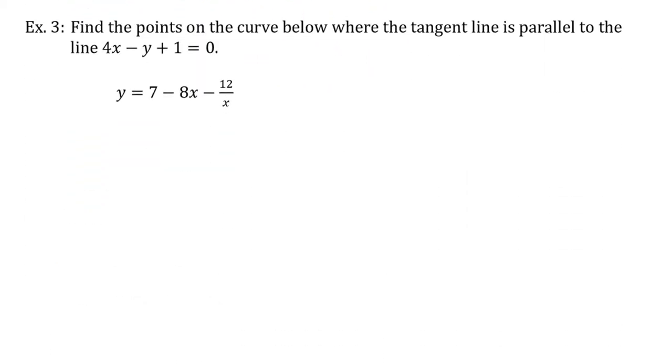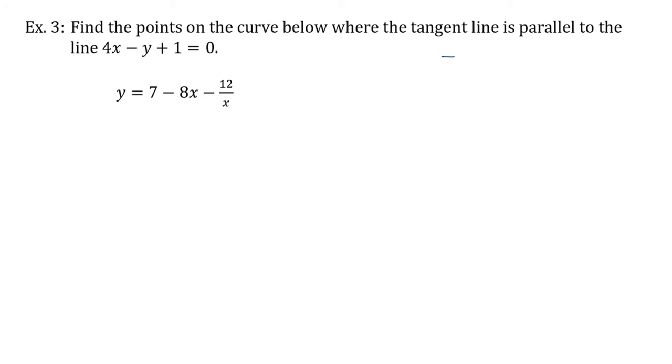Okay, we got one more example to do here, and this is where we are finding the points on the curve. Sometimes we're finding the equation of a tangent line, but we're finding the points on the curve where the tangent line is parallel to this. Well, parallel to this means we have to determine the slope of this. And if you remember, that's a grade 9 thing, and we're going to do that by putting it in y equals mx plus b form.